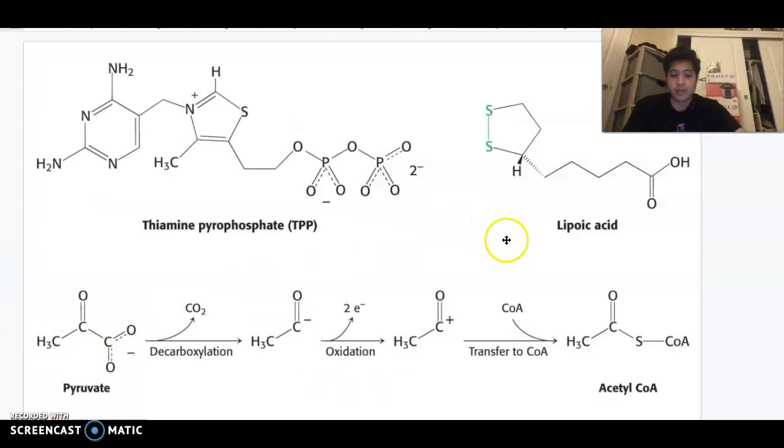On this slide, you can see the structure of thiamine pyrophosphate, TPP. Here's lipoic acid. And this bottom step is the overall general step of pyruvate oxidation, so that you can see the 3 steps listed again: pyruvate decarboxylation, then oxidation, and transfer to CoA to form acetyl-CoA. Note that these steps must be coupled to preserve the free energy derived from the decarboxylation step to drive the formation of NADH and acetyl-CoA.